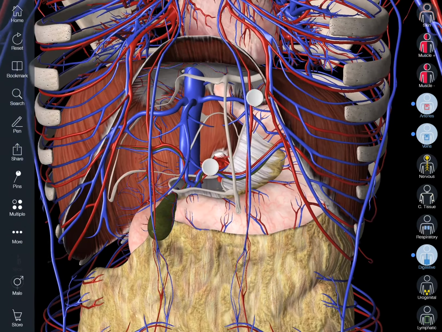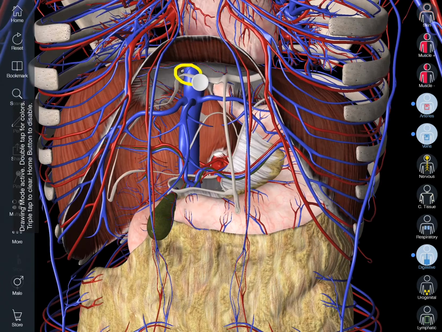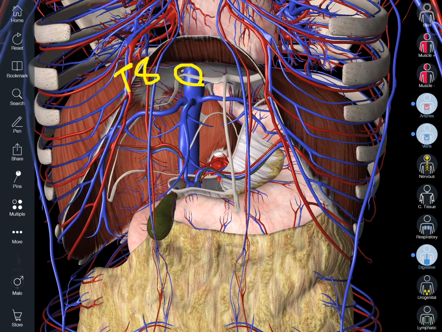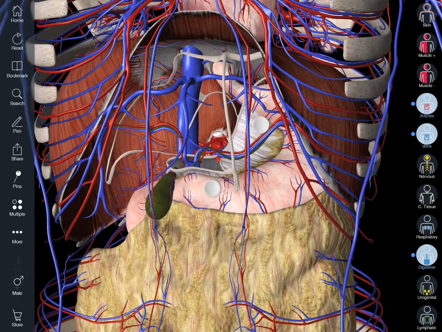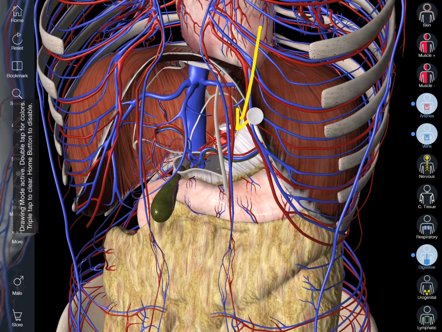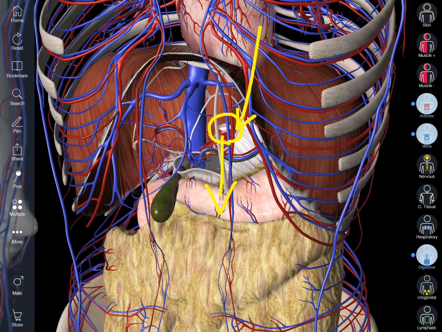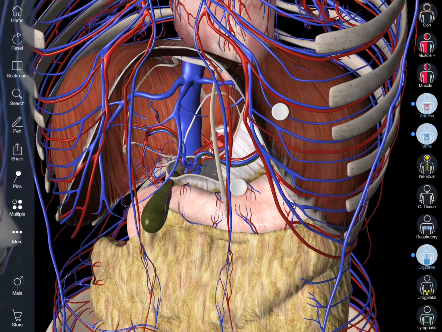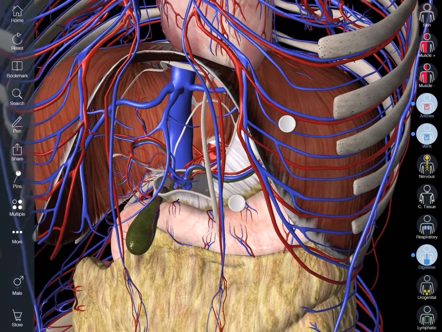Okay, so here, this is the caval opening at the level of T8, and then we've got the esophageal opening at the level of T10, and finally we've got the aortic opening at the level of T12. So when the thoracic aorta passes through this aortic opening, it will become the abdominal aorta. So that's the concept you have to understand. Alright, so now back to the major vessels.